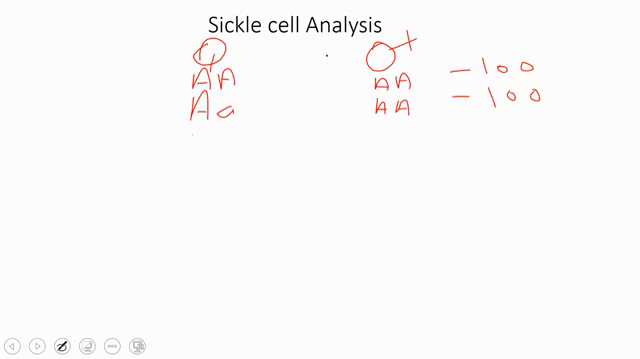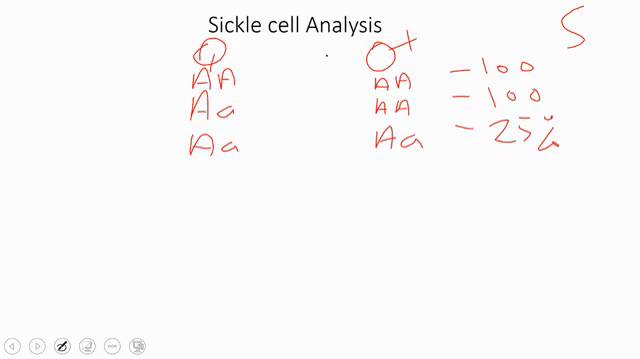Now, if let's say the man is A, small a, and the woman is also A, small a, this is not a good combination. It's not a good combination at all, because there is a 25% chance that one of the children will be sickle cell. So I'm replacing the small a with S. It's the same thing. Wherever you see the small a, it means S, which means sickle cell.